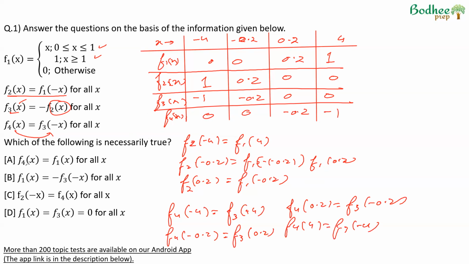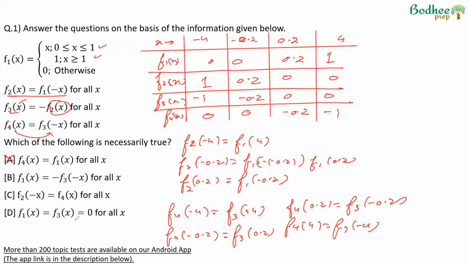Which of the following is necessarily true? Is f4(x) equal to f1(x)? For these values it is, but the other values are negative, so it is not. f1(x) is equal to minus of f3 of minus x. Let's look at this, just hold on it for a bit.